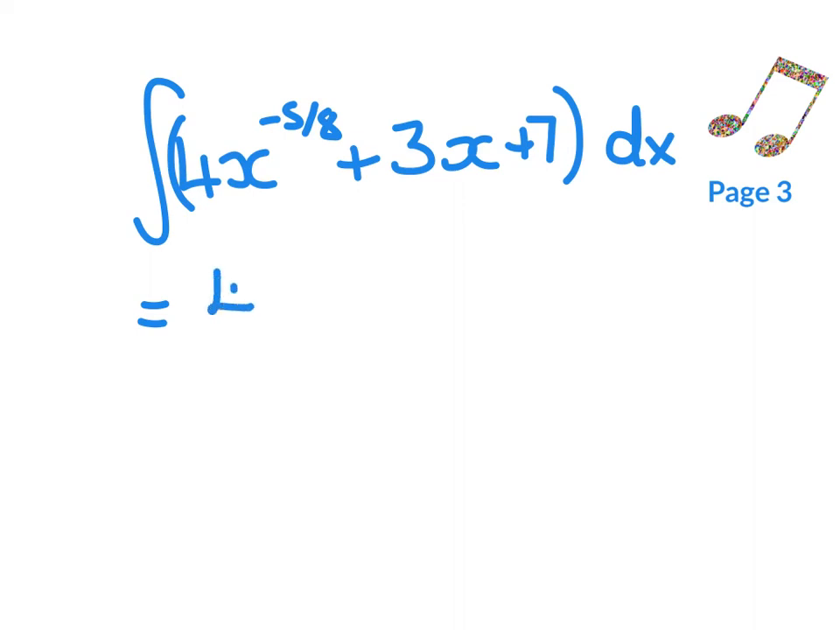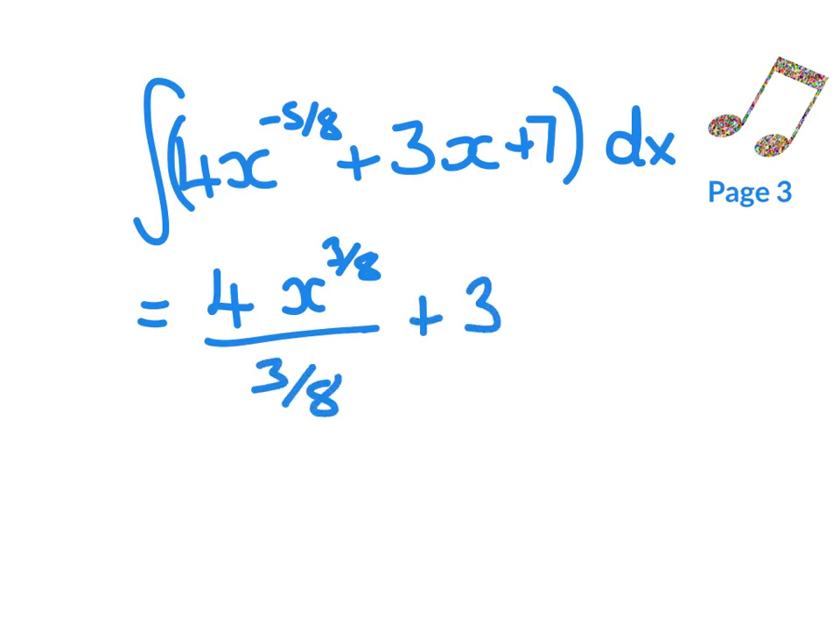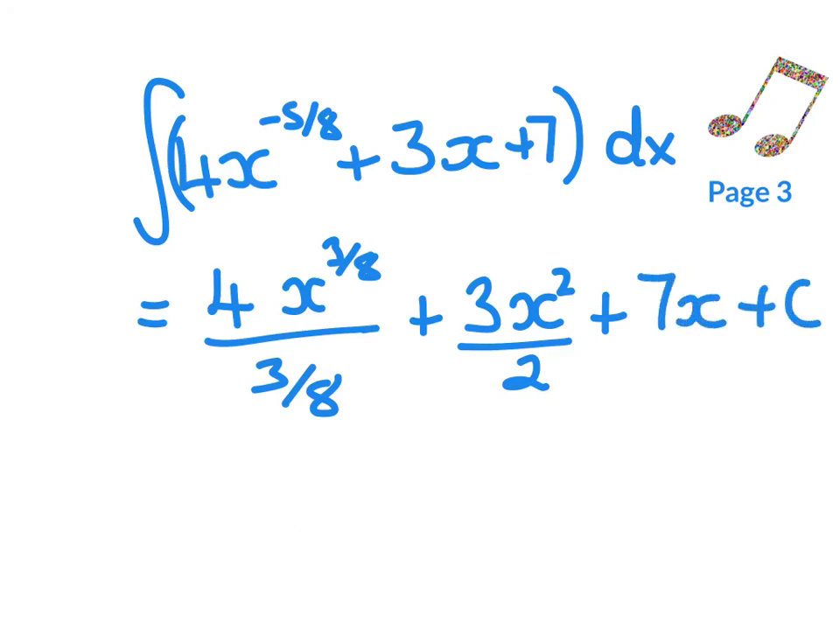So it's going to be 4 times x, I'm increasing the power by 1, so negative 5/8 plus 8/8 will give me 3/8, and I'm going to divide by that 3/8, plus 3 times, that's x to the power of 1, so it's going to be x squared over 2, plus 7 is x to the 0, so it becomes 7x, plus my constant of integration.